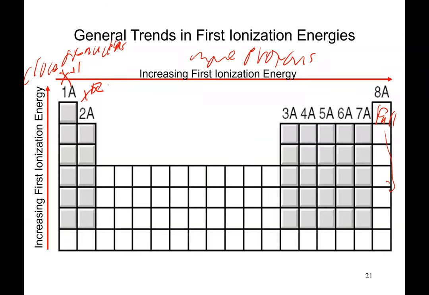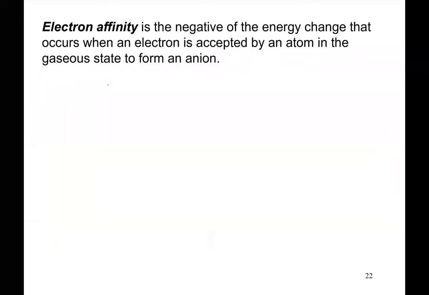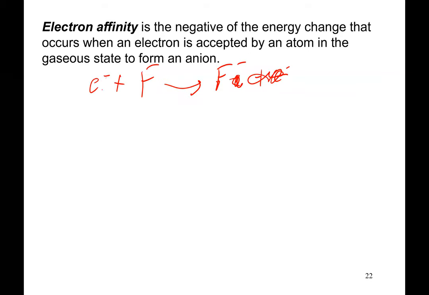Okay, thank you. The reverse of that is electron affinity, which is the negative of the energy change that occurs when an electron is accepted by an atom. So if we take fluorine, it'll gain an electron. Plus energy, it gains an electron. The electron will come from lithium, say, from lithium. Essentially, it's the negative of the energy change that occurs when it's accepted.